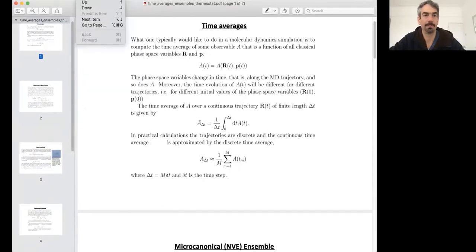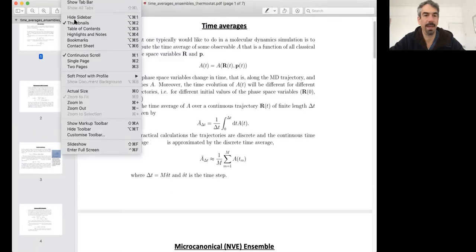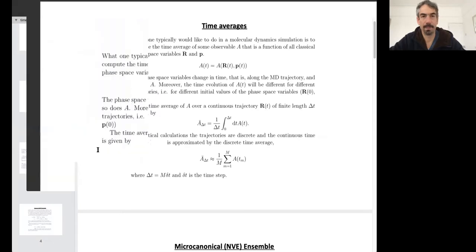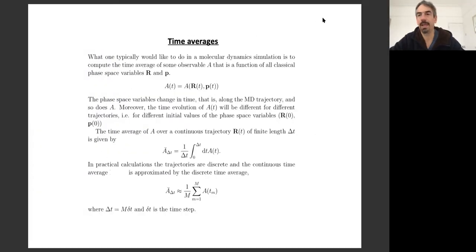Particular, let's say, the StatMech aspect. So what can we actually do with these molecular dynamics? You have already seen a few examples, but what you can actually do is calculate time averages.